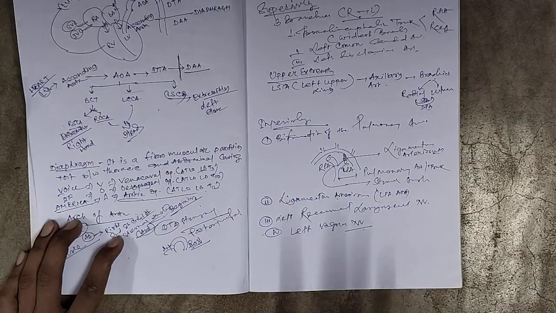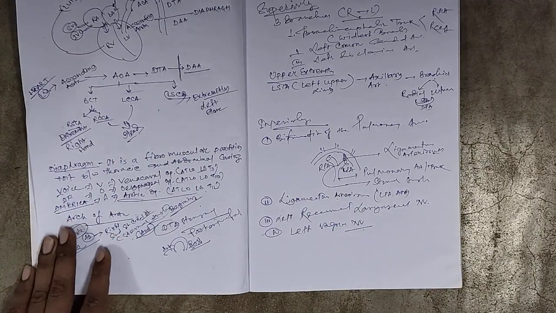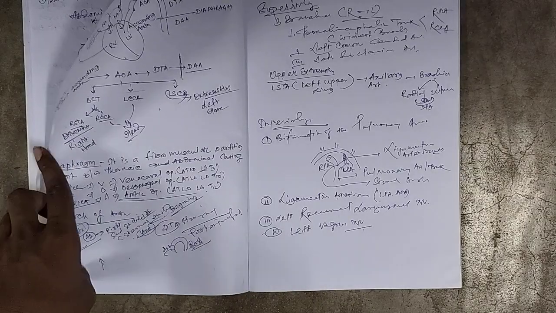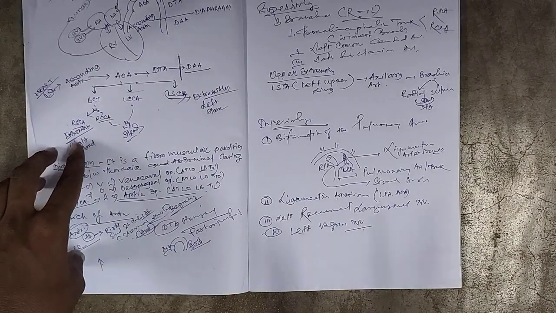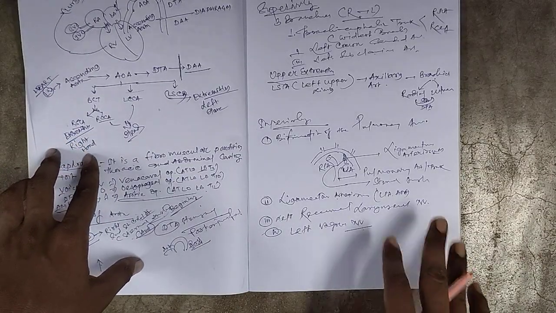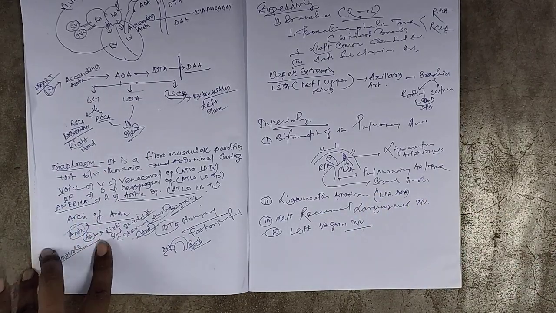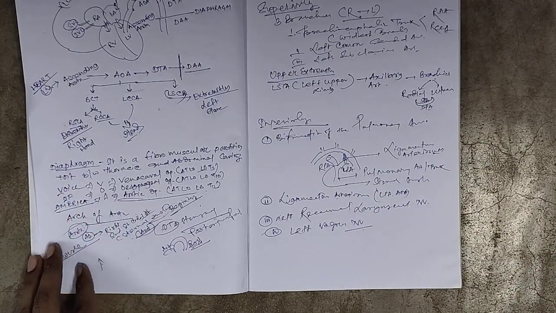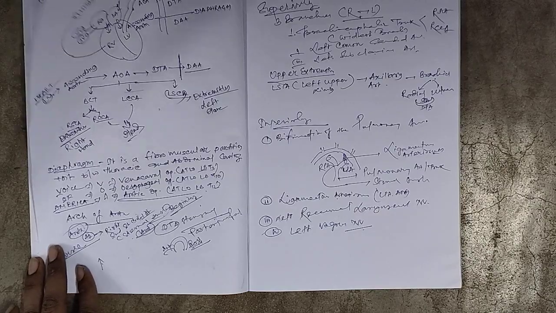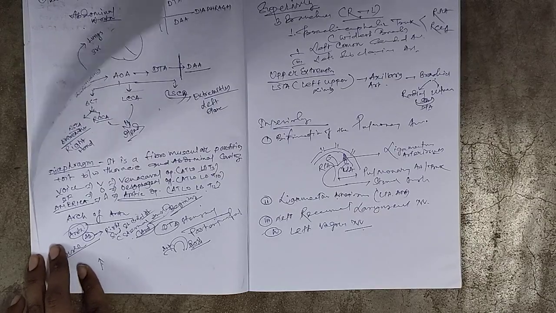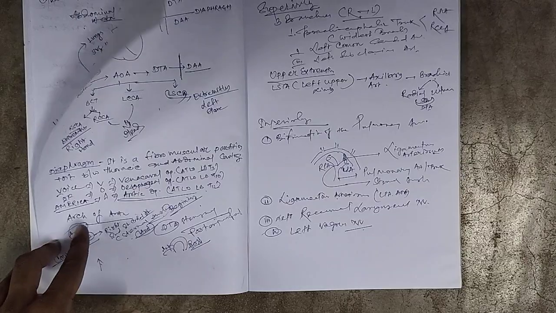So these are all the structures associated with the arch of aorta anteriorly, posteriorly, superiorly, inferiorly. These are all the structures of the arch of aorta. So today we have started the angiology of the heart, and in the angiology of the heart, we will discuss only the angiology of the arch of aorta.